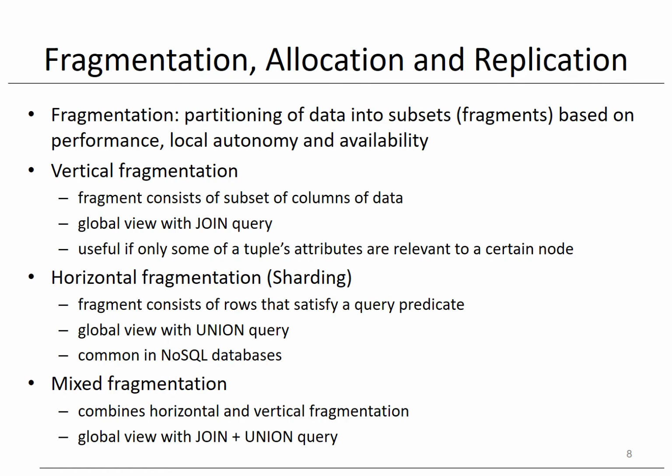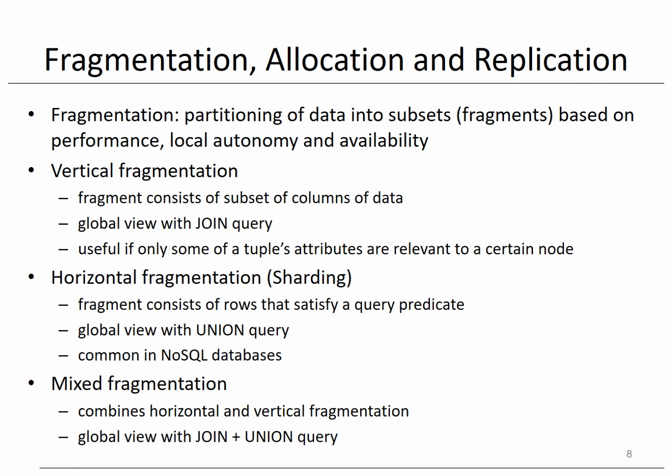According to horizontal fragmentation, each fragment consists of rows that satisfy a certain query predicate. In this way, network traffic for queries on local data is reduced and local availability is improved if network failure occurs. A global view can be reconstructed with a union query over all the horizontal fragments.